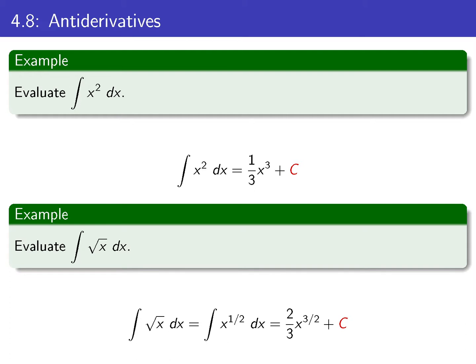While at first it might look trickier than the example we just did, remember that the square root of x is equal to x to the 1/2. So again, we know that x to the 3/2 has derivative 3/2 times x to the 1/2. Then it's just doing the same thing we did before. We find that the integral of the square root of x dx is equal to 2/3 x to the 3/2 plus a constant.